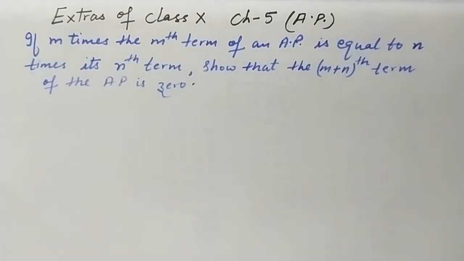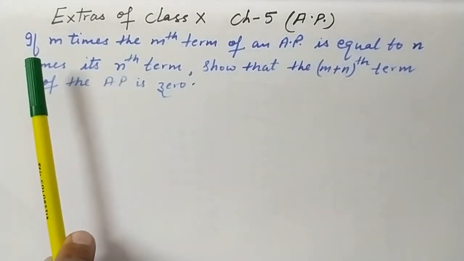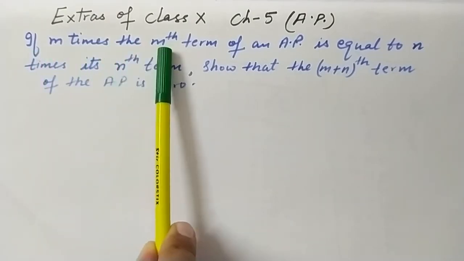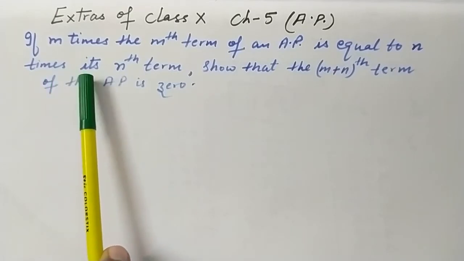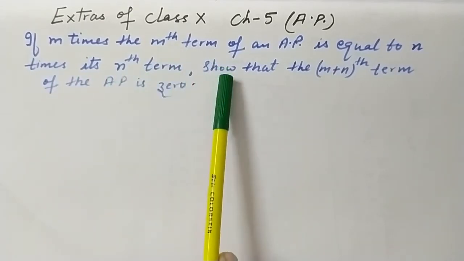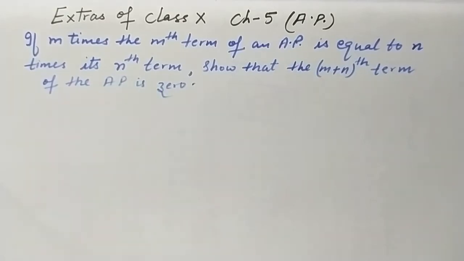Let's do this extra question of class 10 chapter 5 AP. So the question is, if m times the mth term of an AP is equal to n times its nth term, show that the (m plus n)th term of the AP is 0.